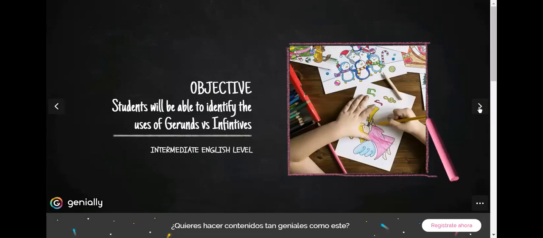Thank you, teacher. So the objective is students will be able to identify the uses of gerunds versus infinitives. And next, please.